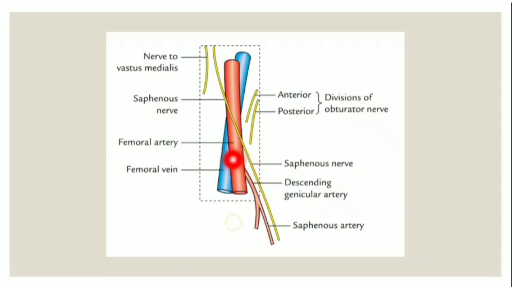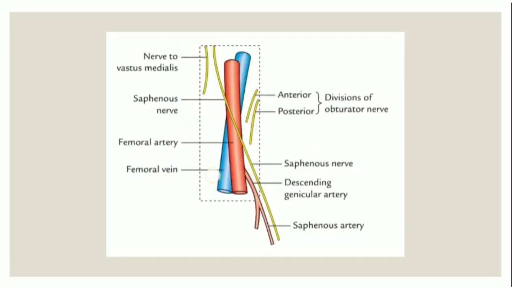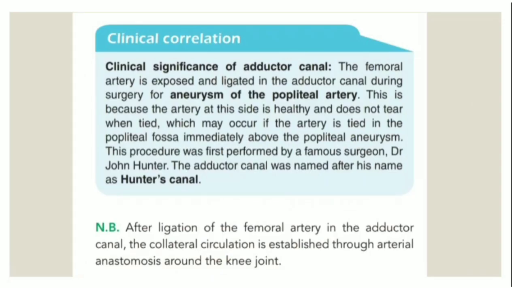Then the nerve to vastus medialis is present in the upper part laterally and supplies the vastus medialis muscle. The obturator nerve is very occasional. If you write anterior and posterior, that's enough. You don't need to explain its course and all.